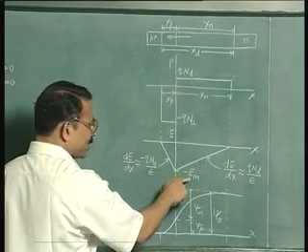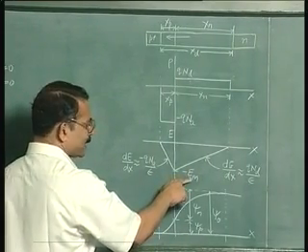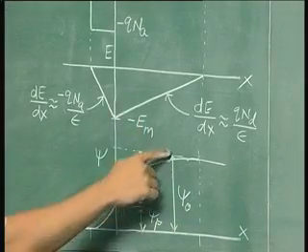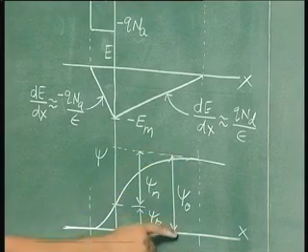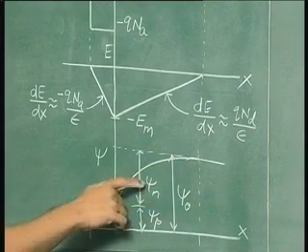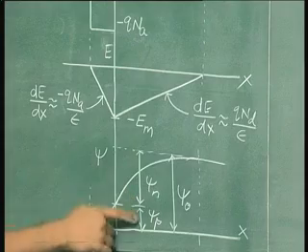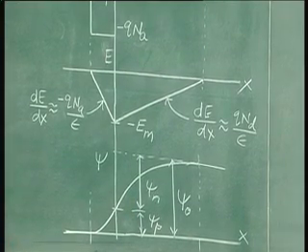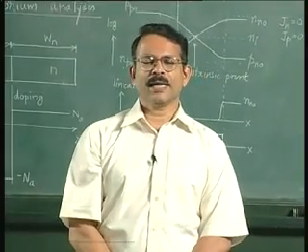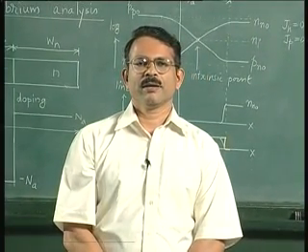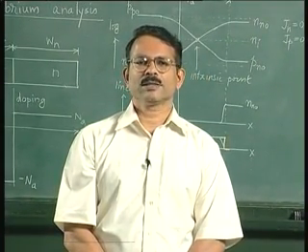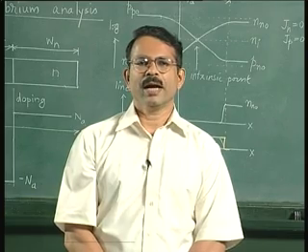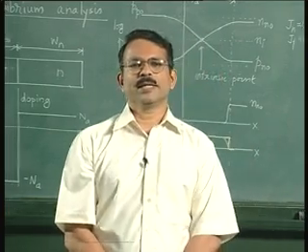So we need to derive an expression for EM, the maximum electric field, and then we also want to know the built-in potential psi naught and the potentials psi n and psi p on the N and P side. So the parameters to be derived are Xd, Xn and Xp, psi naught, psi n and psi p, and EM, that is the peak electric field.